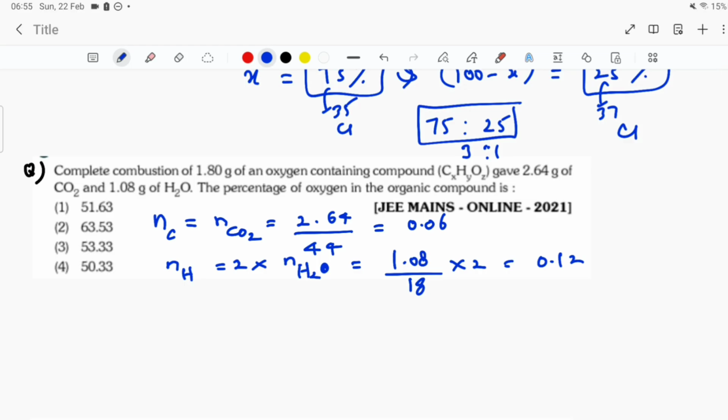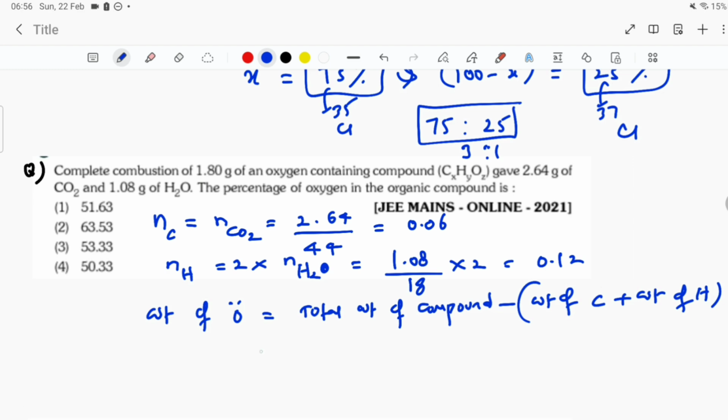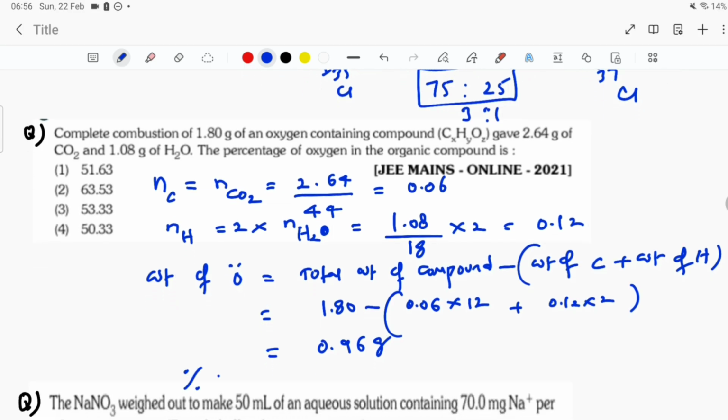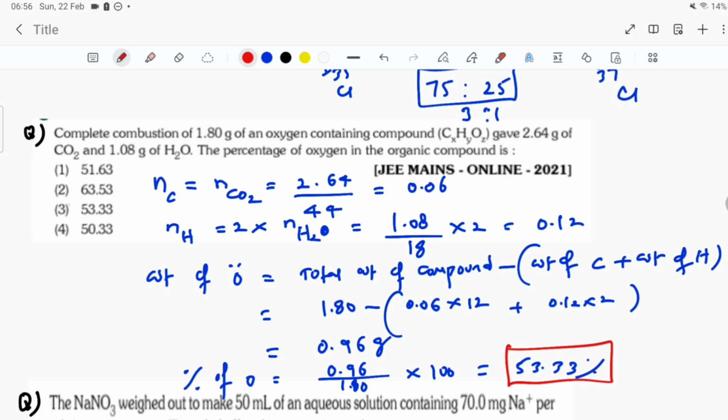Okay, here we got the number of moles of hydrogen. Now to get the weight of oxygen, what do we do here? Weight of oxygen is equal to total weight of compound minus the weight of carbon plus weight of hydrogen. Total weight of compound is 1.80, minus weight of carbon. How will you get it? 0.06 moles into its atomic weight 12, plus weight of hydrogen: 0.12, its atomic weight is 1. Overall, if you do this, 0.96 grams is left over, that is oxygen. Then percentage of oxygen is equal to 0.96 by total weight 1.80 into 100, which gives 53.33 percent. That is option 3.